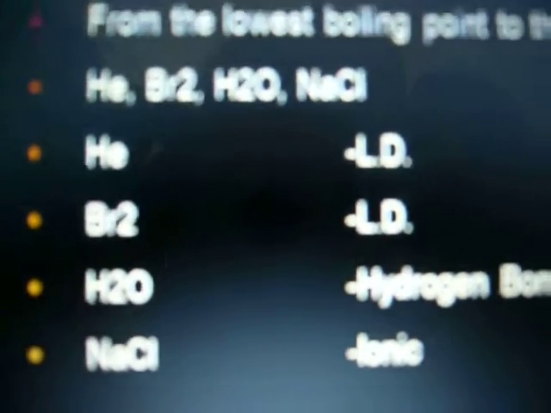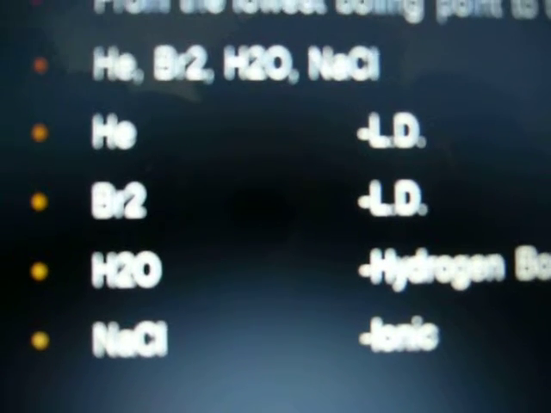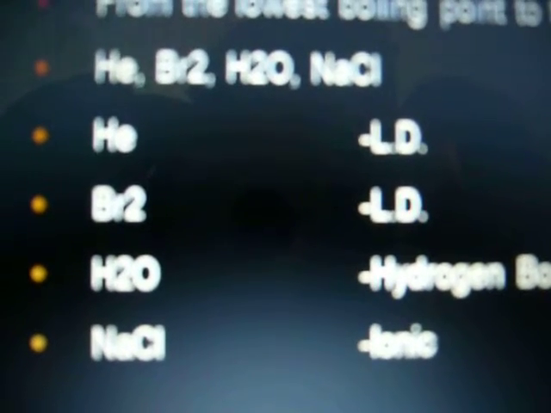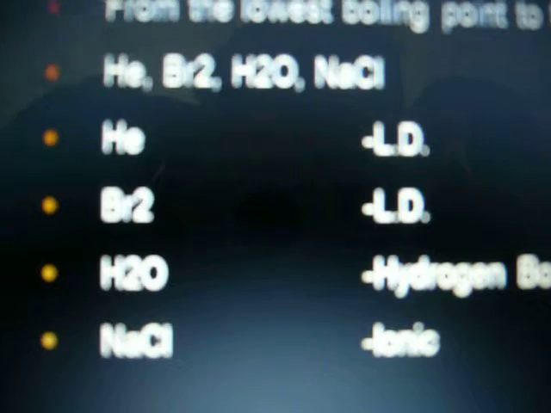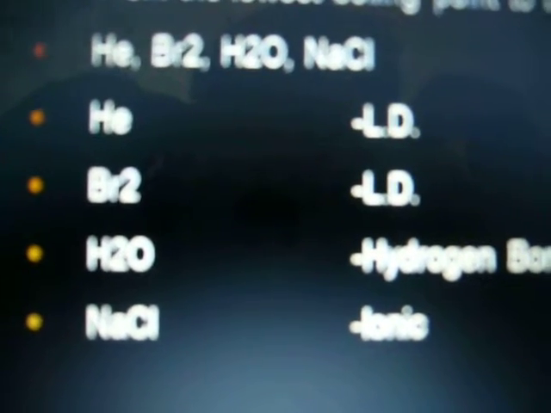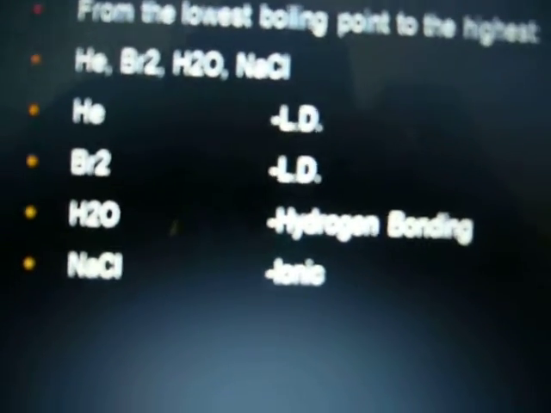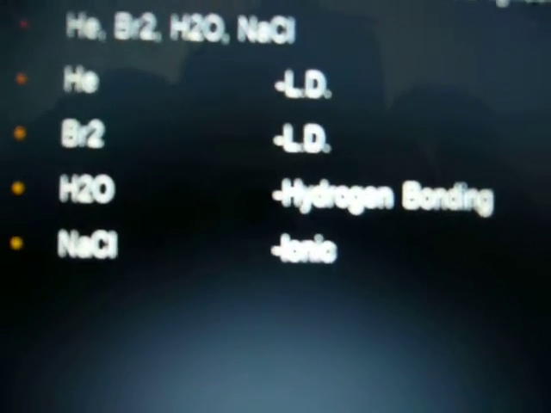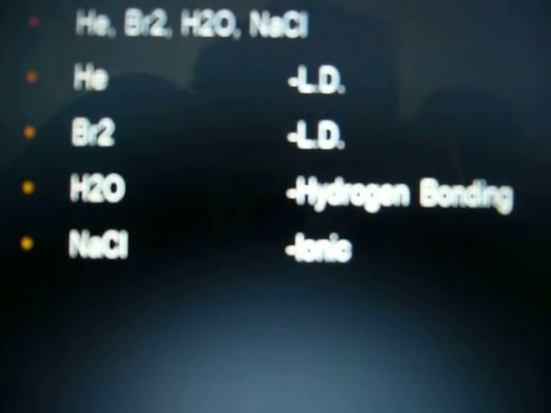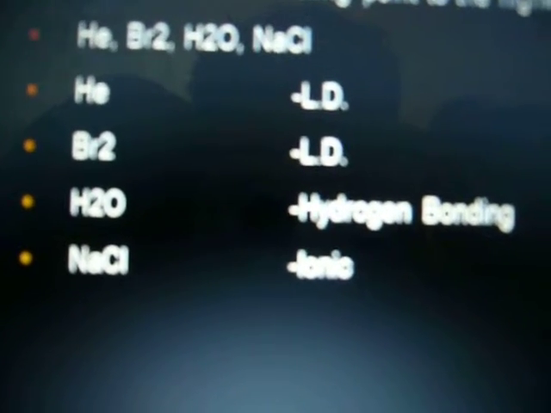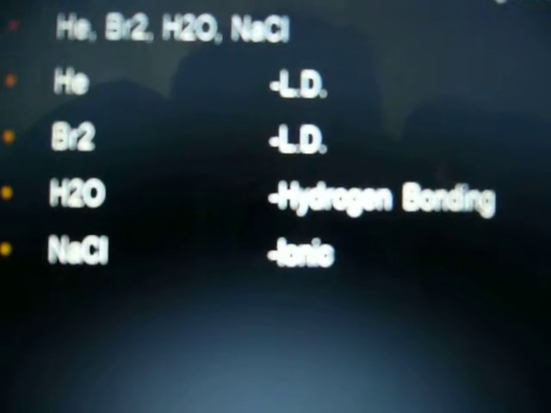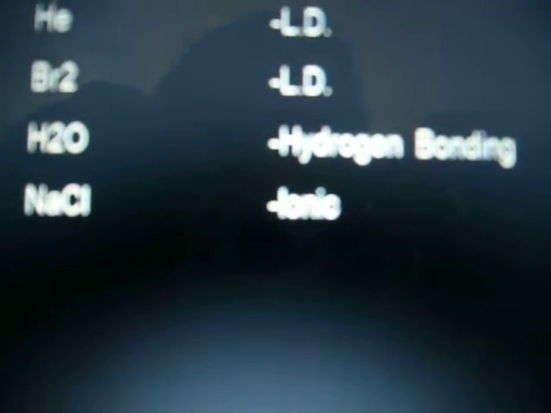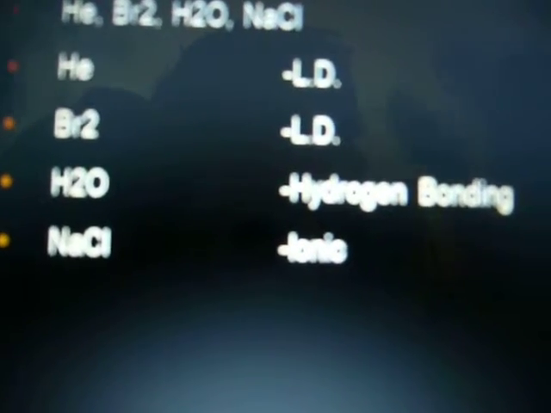You got Br2, bromine next. Bromine has a higher molar mass than He. Now both of the forces being used is London dispersion. And so because of that, Br2 has a higher boiling point. Then you got H2O. Now this is a special case with hydrogen bonding. Basically, it's the strongest force there. But then we got NaCl. And this is kind of a trick question because it doesn't deal with intermolecular forces. It's an intramolecular force in its ionic bond.